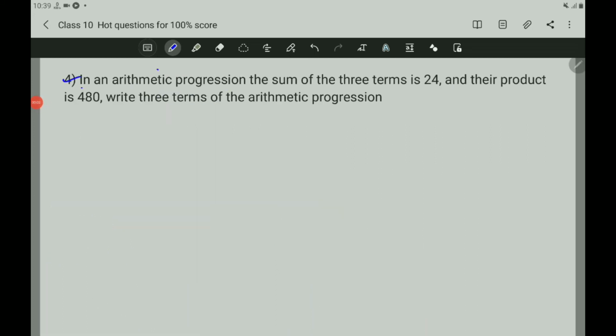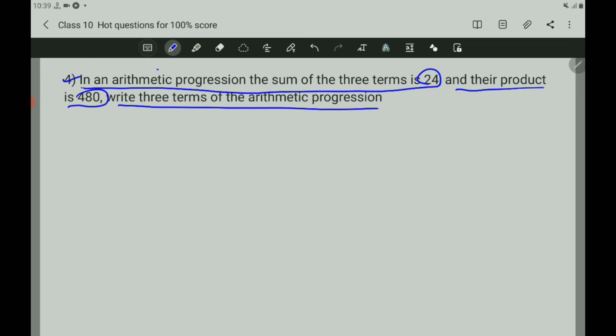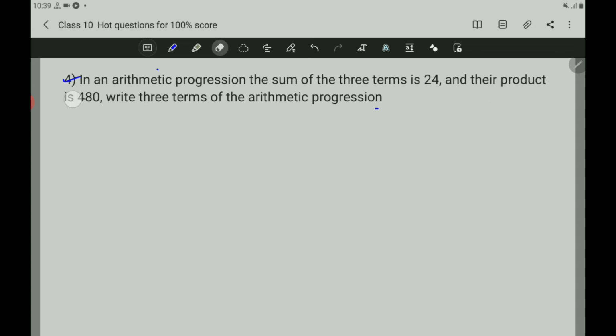Fourth question we take. In an arithmetic progression, the sum of three terms is 24 and their product is 480. Write three terms of the arithmetic progression. So here what is given? It is given that in an arithmetic progression, the sum of three terms is 24 and their product is 480. Write three terms of the arithmetic progression.